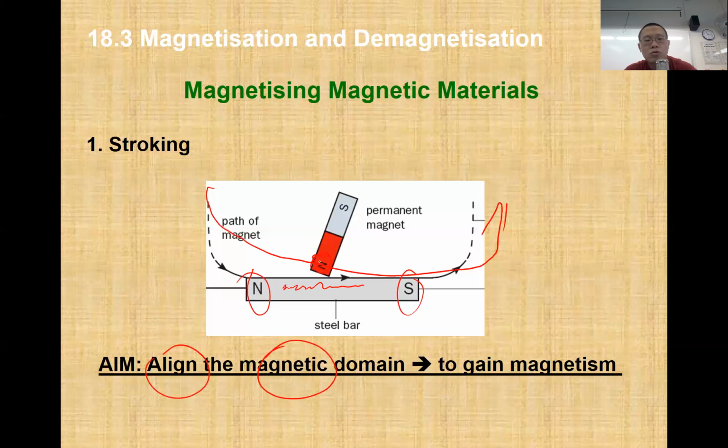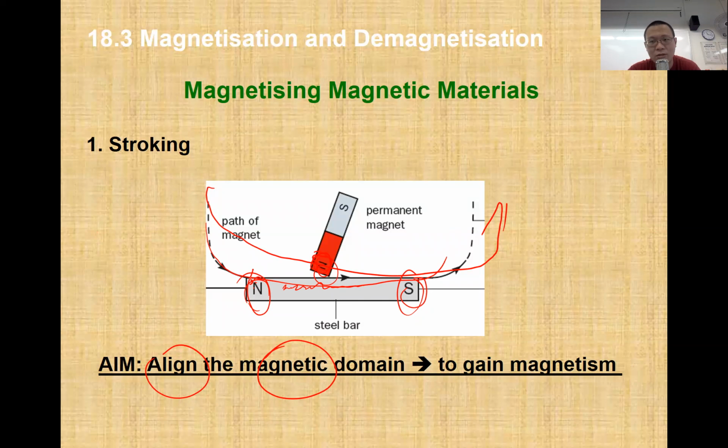So by stroking the north pole all the way in, you will find that the first point of contact will eventually become a north pole, and the last point of contact will become a south pole. So if you stroke using a north pole, the bar will become a magnet after maybe you stroke like 500 times, 400 times.